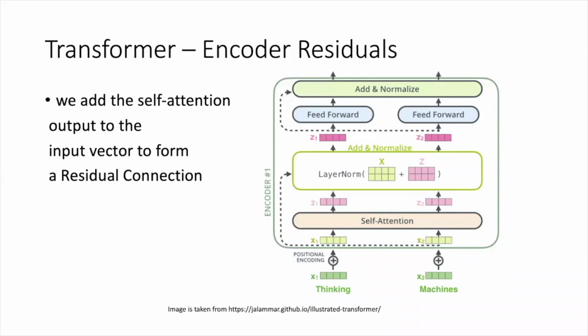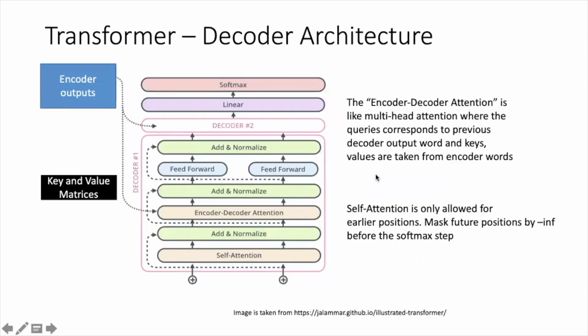So that completes the encoder part of the transformer model. The encoder helps in transforming the input words to contextual representations of those words. Now let's proceed to the decoder part. The encoder outputs that were produced earlier are supplied to the decoder blocks as well.